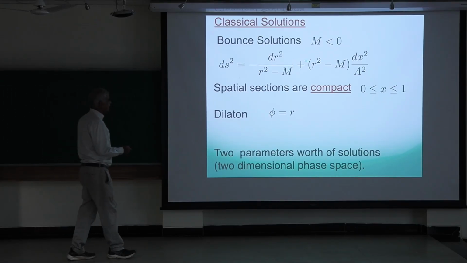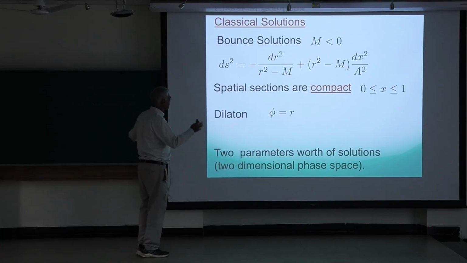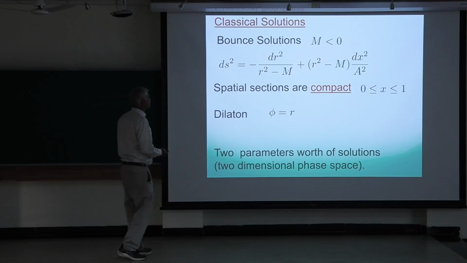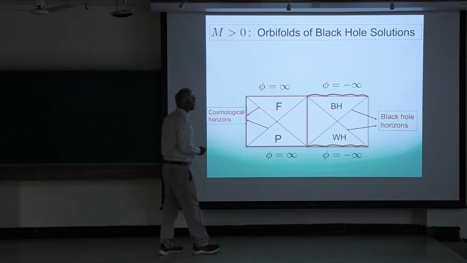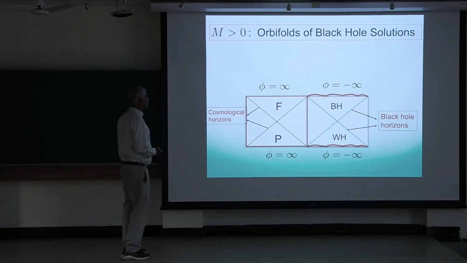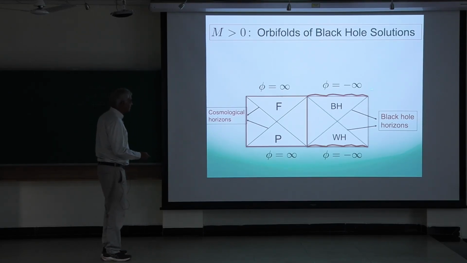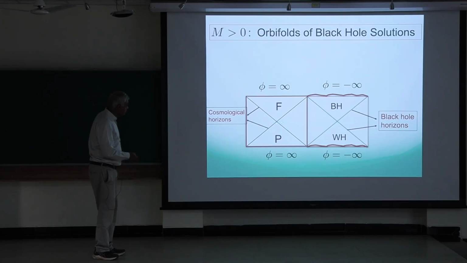Now you could ask, what if I take m to be positive? Here I took m to be negative to get that class of solutions. If you take m to be positive, what you get are solutions which are orbifolds of black hole solutions in de Sitter 2. So first let me start by describing the black hole solution, then I'll turn to the orbifolding. So this is the Penrose diagram for a black hole in de Sitter, and it has 2 kinds of horizons, as was mentioned. These lines here are the cosmological horizons. So if you come from future infinity, you first will encounter one of these horizons, and these lines here are black hole horizons, black hole, white hole if you like.